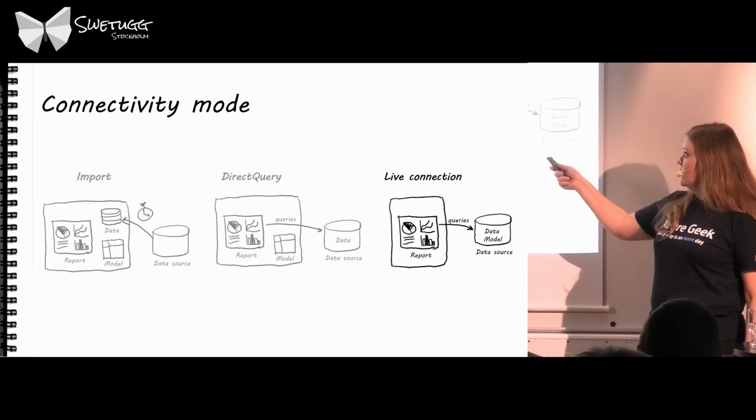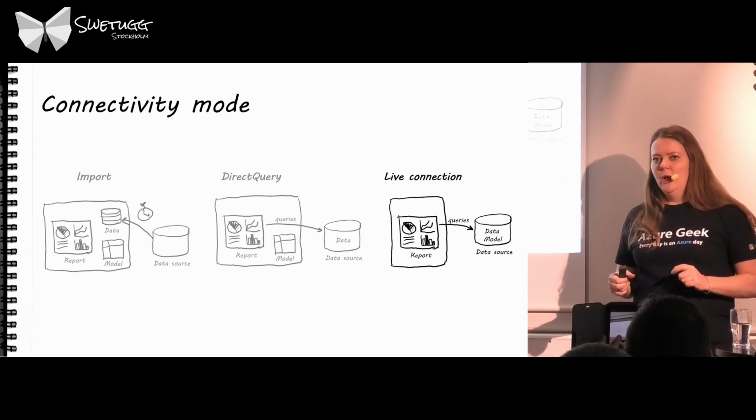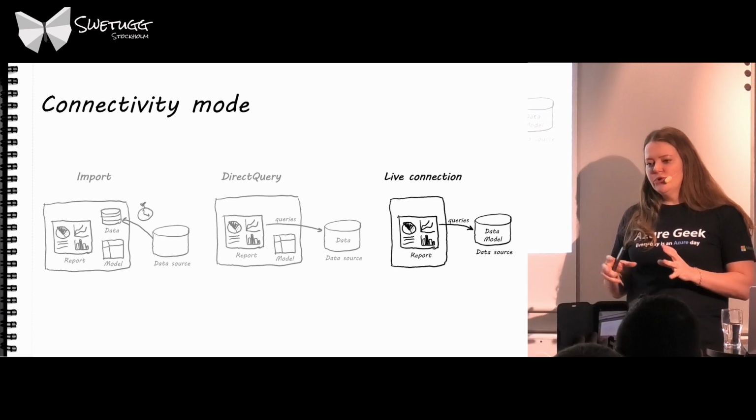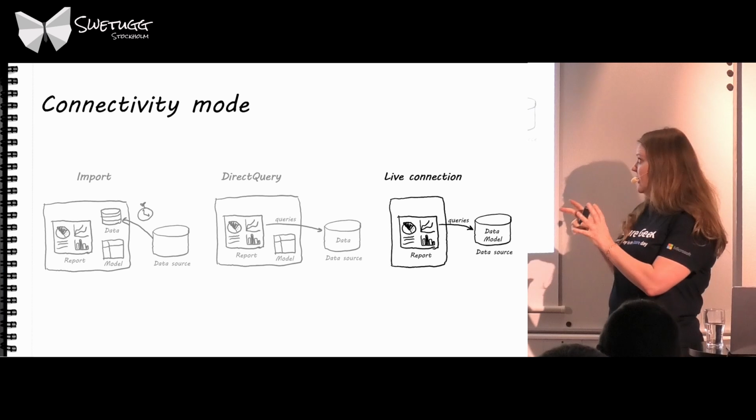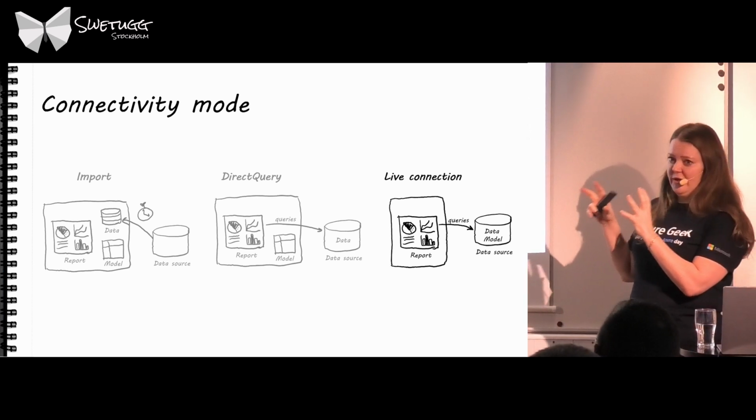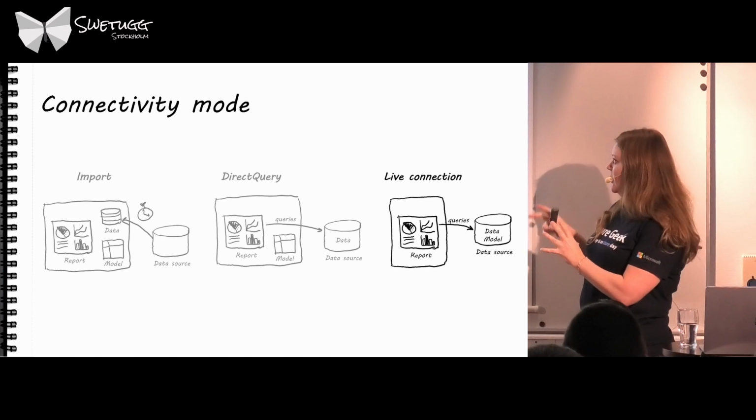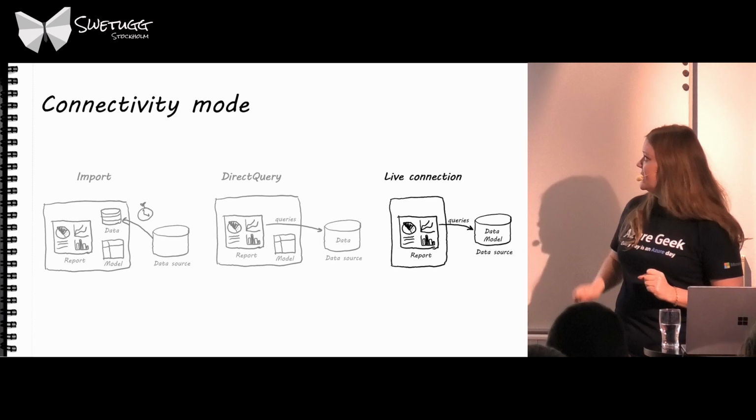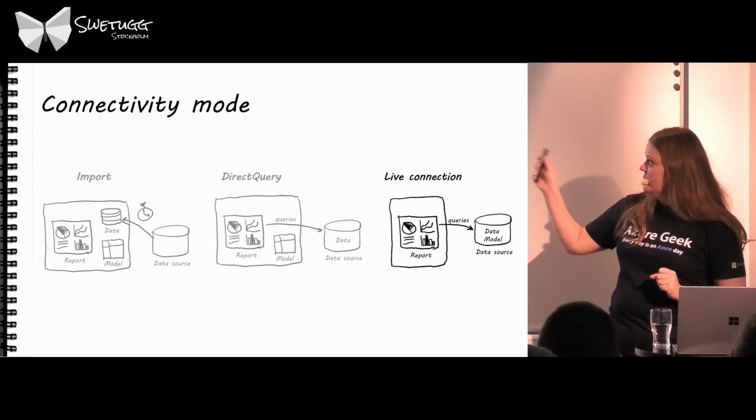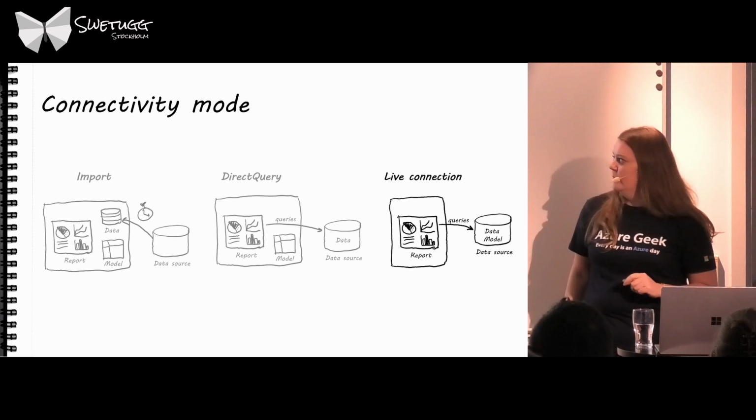One more use case, live connection. In this case, no model is here. The report is just a front end, just visualization. And your model in this case should be stored somewhere else. It should be another analysis service engine: Azure Analysis Services, SQL Server Analysis Services, or a Power BI data set, which is stored somewhere else. So this is live connection. Live connection is not possible to combine with import or direct query because there is no model in Power BI.